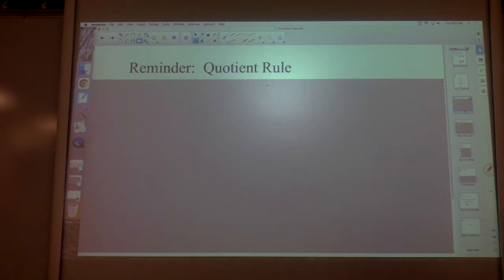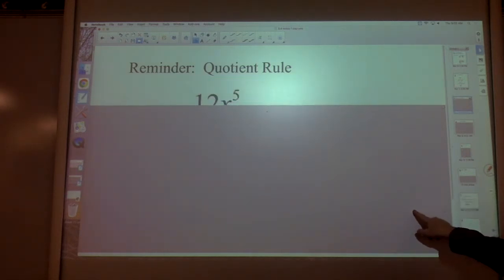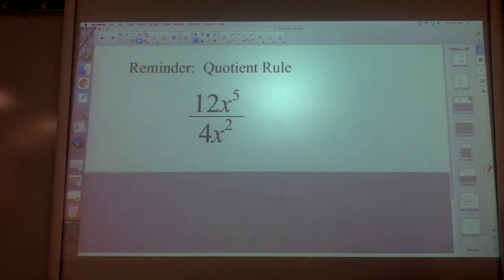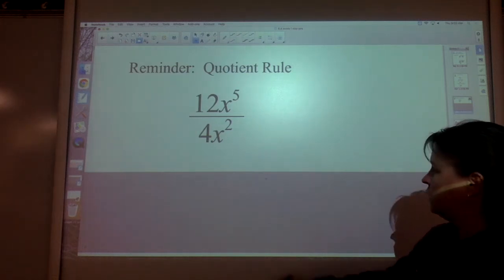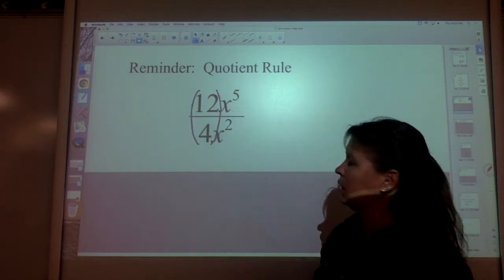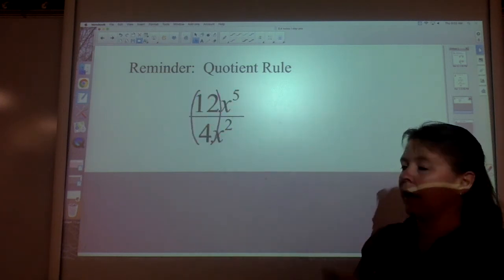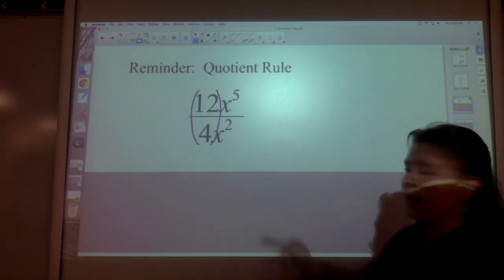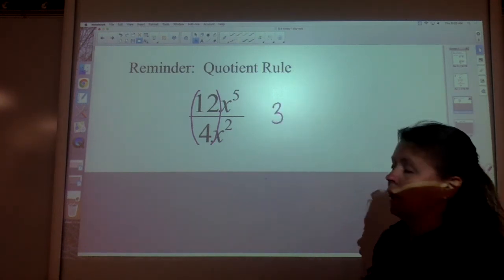What are we going to do with those greatest common factors? We're going to divide them. So I'm going to remind you of the quotient rule. This is just a reminder from exponents. When you divide, we always used the associative property. We're going to associate the 12 and the 4 together. They live together. 12 divided by 4 is 3.